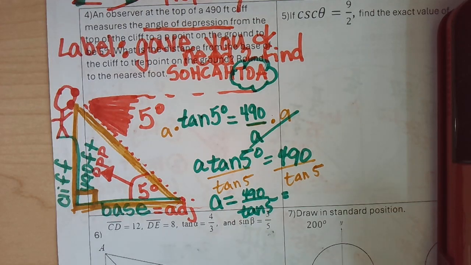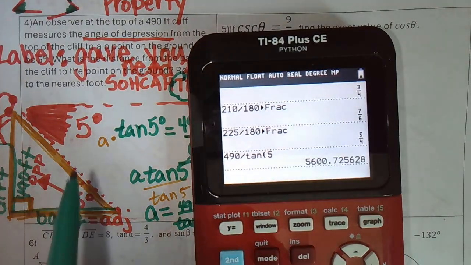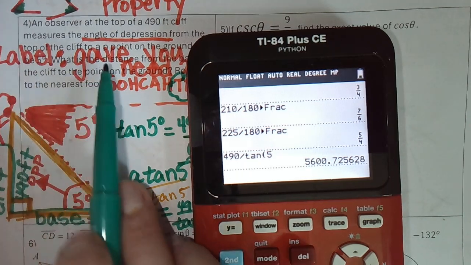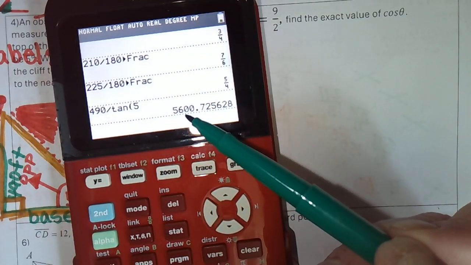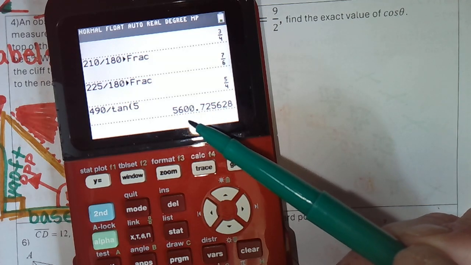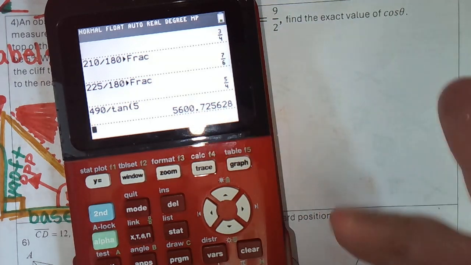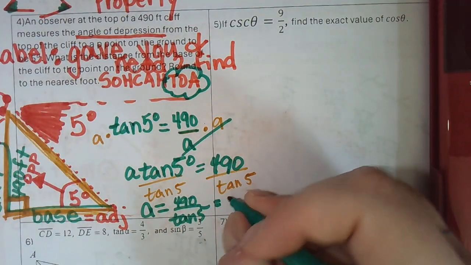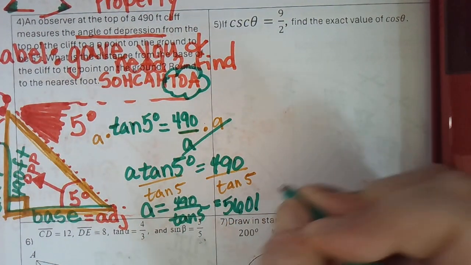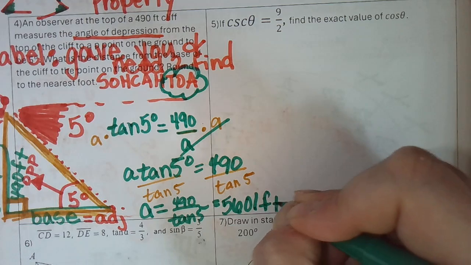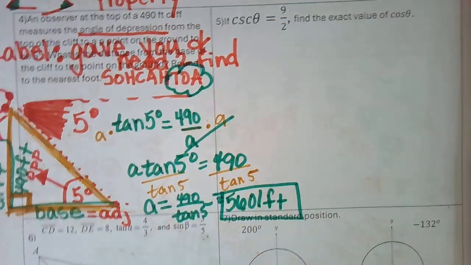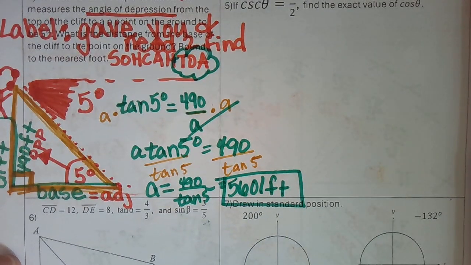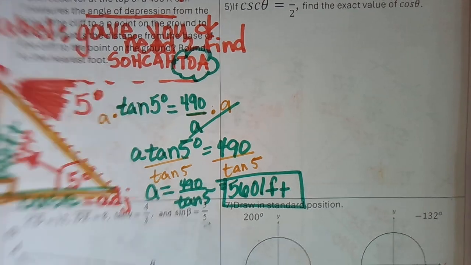And let's see what the word problem said. Something about round to the nearest foot. So this is 560, and then that 7 makes us round up to a 1. So we got 5601. And this measurement is in feet. Hey, exciting.